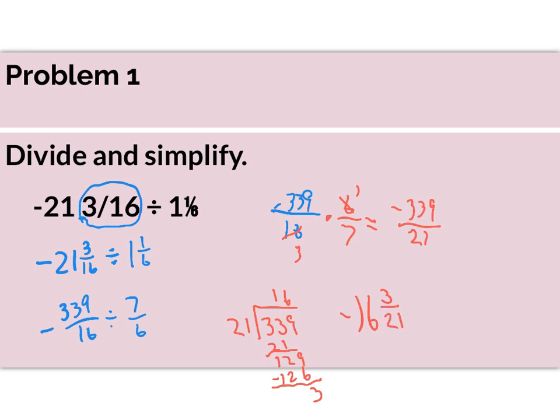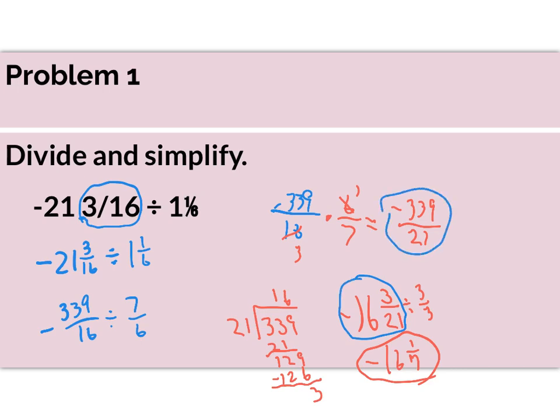And again, 3/21 or 3 over 21 is not simplified. We're going to have to divide by 3 over 3. And we get negative 16. 3 divided by 3 is 1. 21 divided by 3 is 7. Now we have the proper answer. Even though this answer is correct and this answer is correct, they are not simplified.